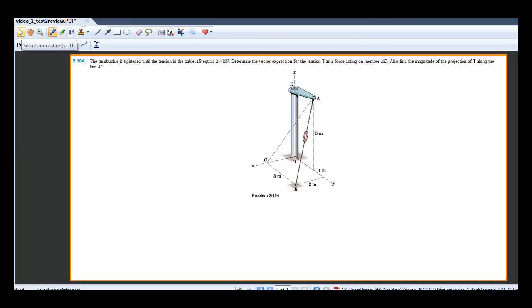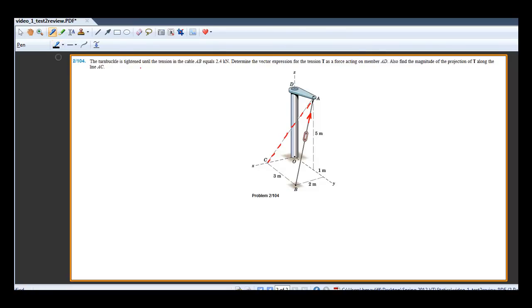This is force systems in a three-dimensional problem. We have tension equal to 2.4 kilonewtons on AB, so I'll add that to the free-body diagram. They want this tension as a vector expression, meaning in i, j, and k. They also want the projection of T along the line AC, so they want you to project it across that.